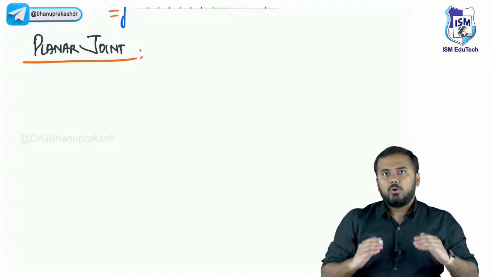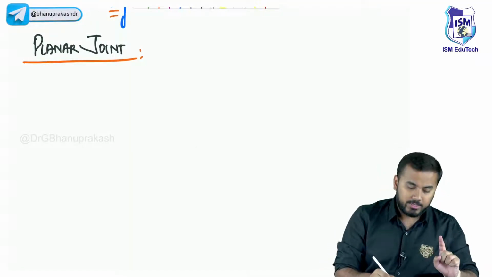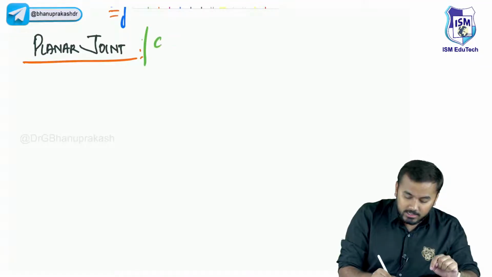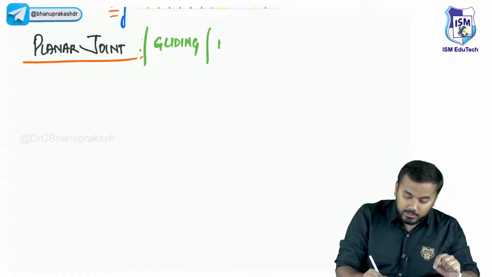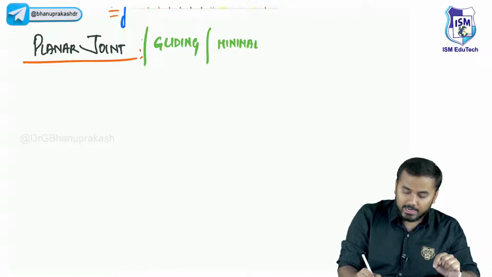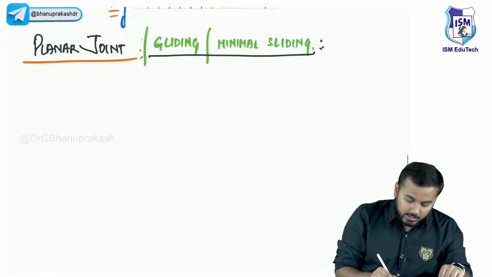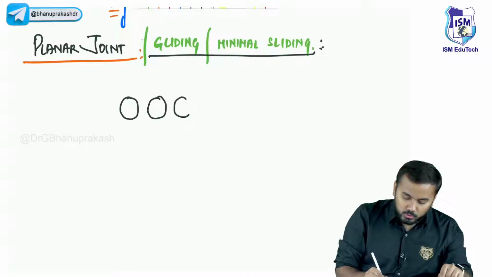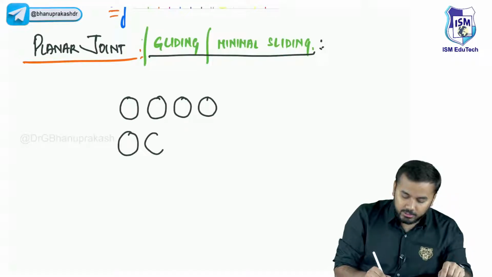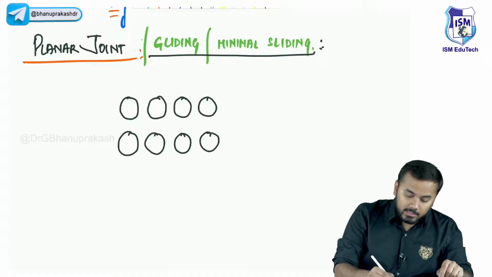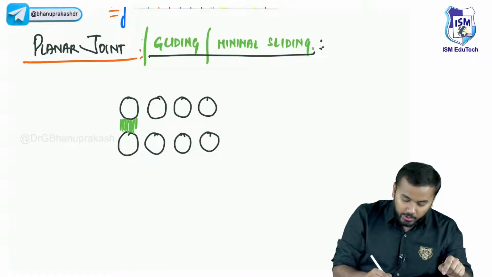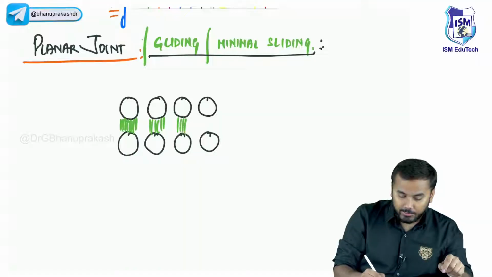So there are quite different names given for these planar joints. What are the different names? First, these are also called gliding joints. Or these are also called minimally sliding joints. So these are the different names given for this. If you see here, this is one carpal bone, 2, 3, and 4. Here also 1, 2, 3, and 4. So the joint in between the carpal bones is called the intercarpal joint.